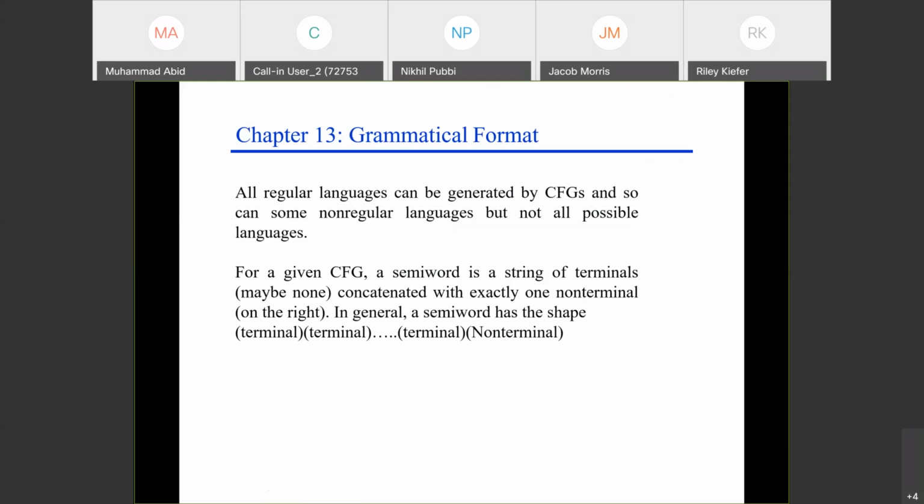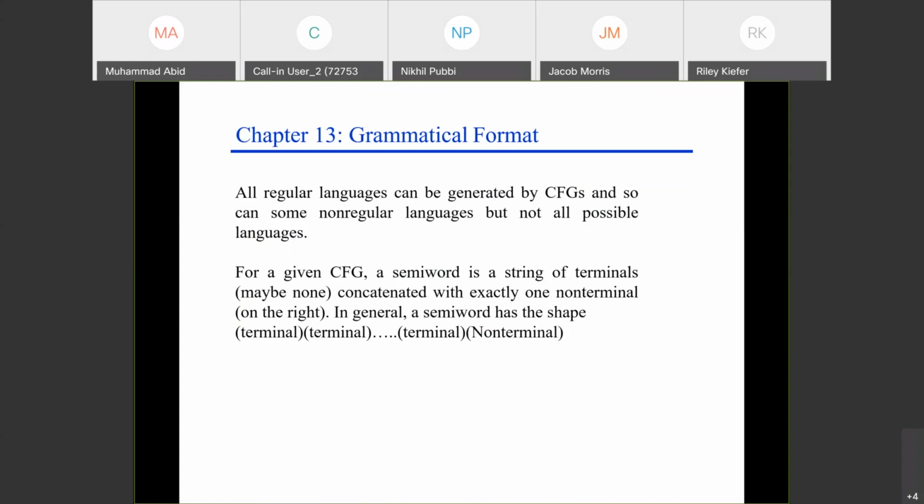If it is on the left side of the production rule, then you can say that this non-terminal can be replaced by this thing. A non-terminal can be replaced by either a terminal or non-terminal or a combination of terminals and non-terminals. So this is what we saw last time.